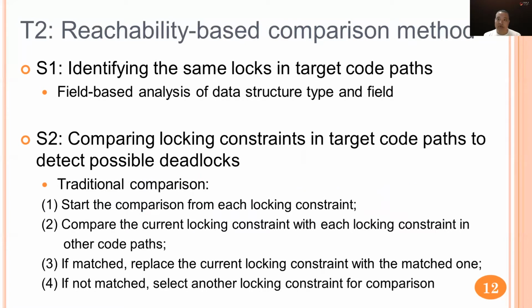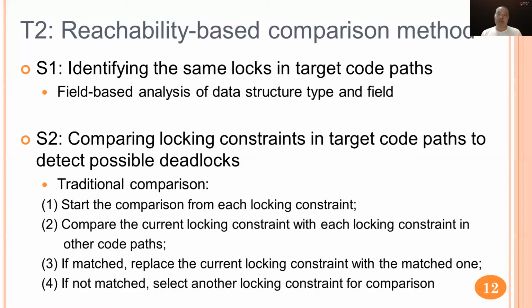With the locking constraints and target code paths, we need to compare them for locking cycle detection. The first step is to identify the same locks in different code paths. In this step, we use a field-based analysis according to data structure type and field. The second step is important, namely comparing locking constraints in different code paths to detect possible deadlocks.